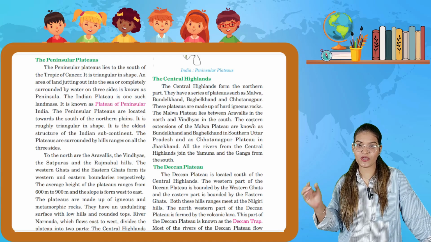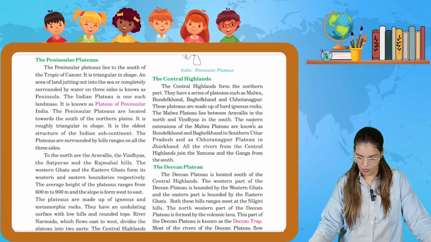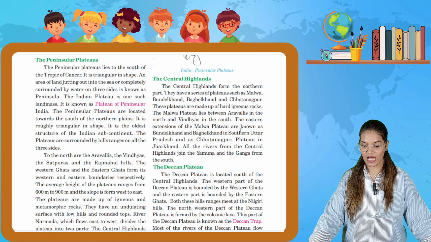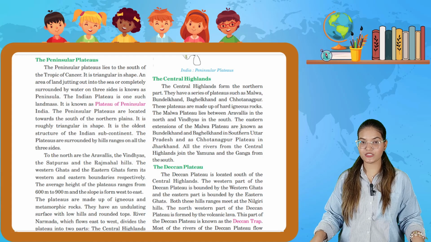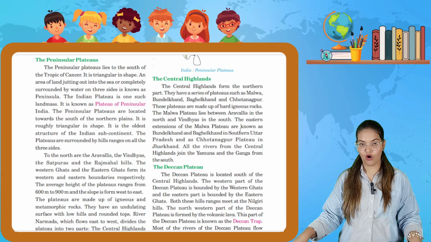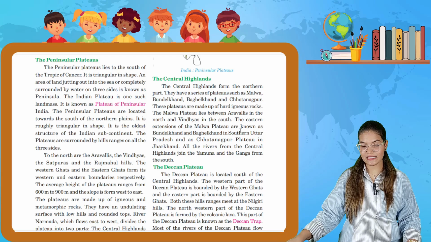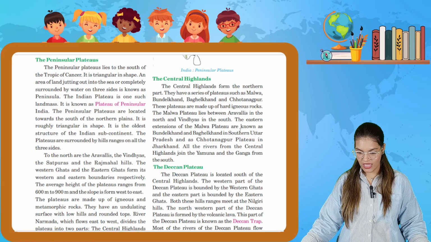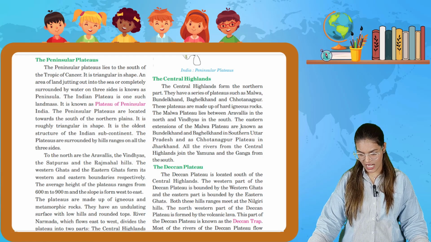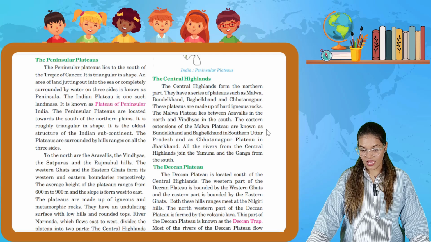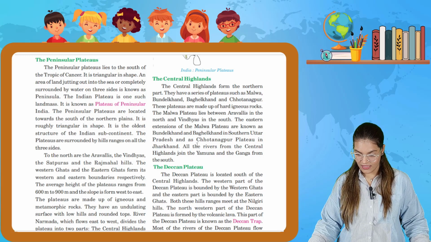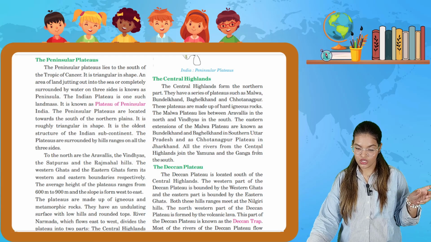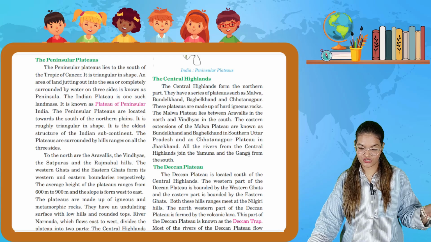ठीक है, किससे बने हुए? काफी ज्यादा hard igneous rock से. Okay. The Malwa Plateau lies between Aravali. कहाँ पे Malwa plateau lie करता है? Between Aravalis in the north and Vindhyas, कहाँ पर है? In the south. The eastern extensions of the Malwa Plateau are known as Bundelkhand. That is in southern Uttar Pradesh, as is the Chota Nagpur Plateau in Jharkhand.